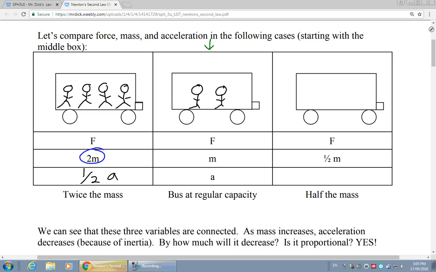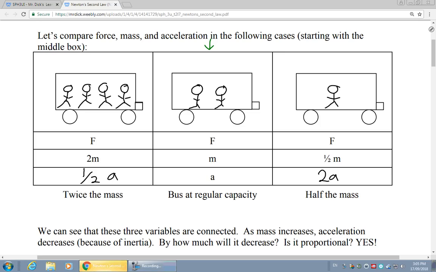We see the opposite happening when we look at the final column. Now we're going to cut the mass in half. So now instead of 2 people on our bus, which would be regular capacity, now let's imagine that it's just half of that, half the mass. Well, what we end up noticing again through experiments is that we get double the acceleration. Half the mass gives us twice the acceleration.